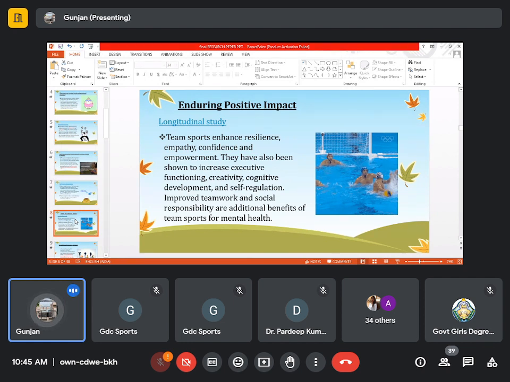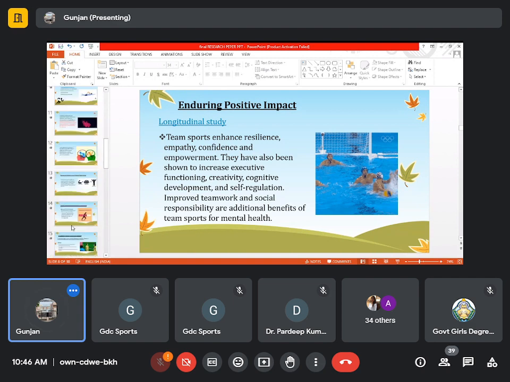Enduring positive impact. Now we are talking about team sports that enhance resilience, empathy, confidence, and empowerment. They have also been shown to increase executive functioning, creativity, cognitive development, and self-regulation. Improved teamwork and social responsibility are additional benefits of team sports for mental health.